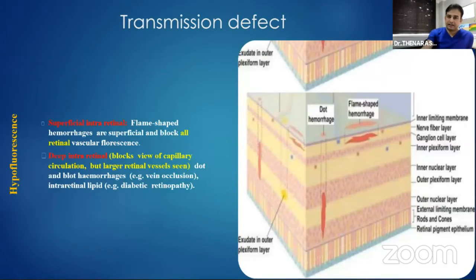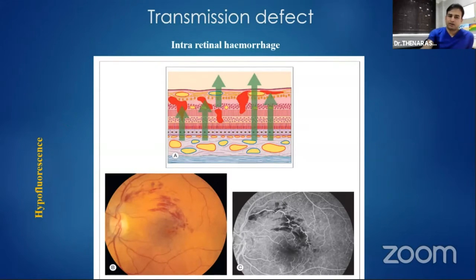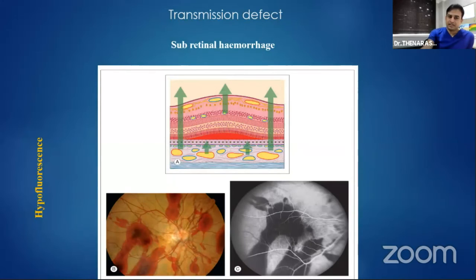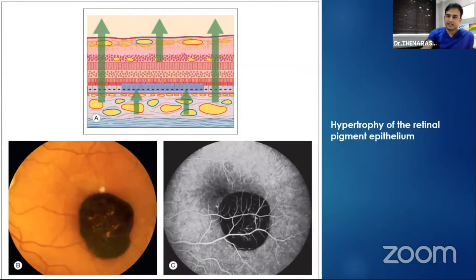But if it is in the intraretinal layer, it could be either superficial or deep. You can see the blocked fluorescence at that layer of the retina. Whereas with subretinal hemorrhage and certain pigments like choroidal melanoma, choroidal nevi, and RPE hypertrophy, the choroidal fluorescence will be blocked. So this is a case of subretinal hemorrhage where you can see the normal retinal vasculature, but the choroidal fluorescence is blocked. Again, this is a case of hypertrophy of the retinal pigment epithelium. You can see the clear borders of hypofluorescence, but the retinal vasculature is well defined.